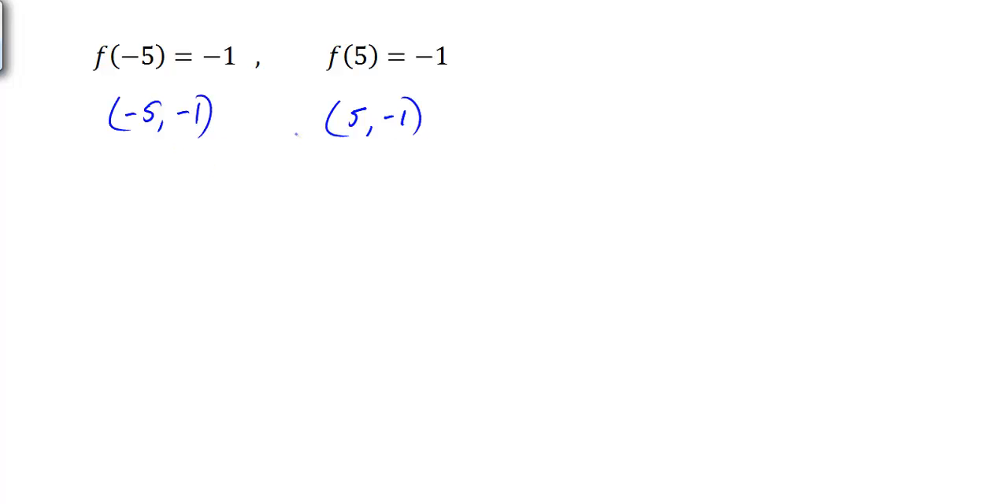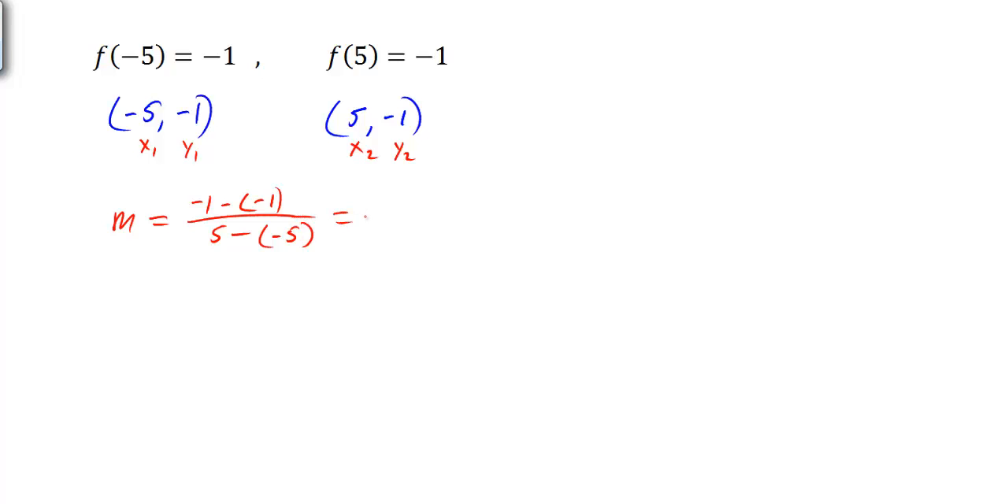Now at this point you may notice something about these points, but I'm not going to point it out just yet. We're going to go ahead and find the slope, and again this would be our x1, y1, x2, y2, so we have negative 1 minus a negative 1 over 5 minus a negative 5.